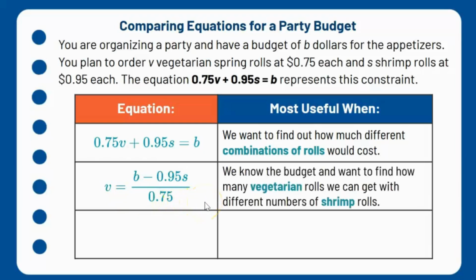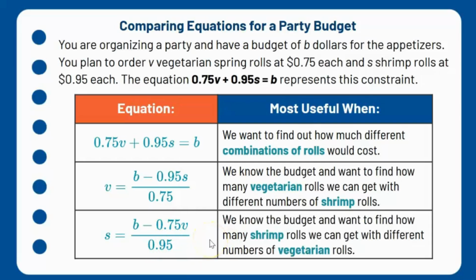This equation is most useful when we know the budget and we want to find out how many vegetarian rolls we could get if we ordered different numbers of shrimp rolls. Lastly, let's look at the equation that's solved for S. Here we have S = (B - 0.75V) / 0.95. When is this most useful?